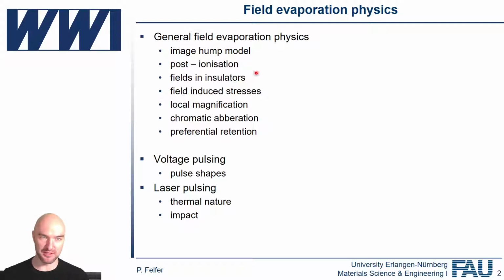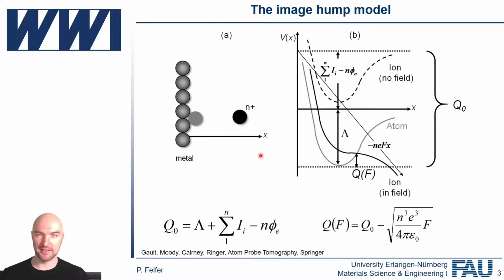We'll look at post-ionization. Then we will look at what happens at insulators. We'll look at field-induced stress. This is very, very important for our specimen yield. Then we'll look at the various imaging artifacts, as we call them. They're just physics of what happens there, but we need to understand where local magnification comes from, where chromatic aberration comes from, and where preferential retention comes from. And with that, let's just jump in and go straight into the Imagehump model.